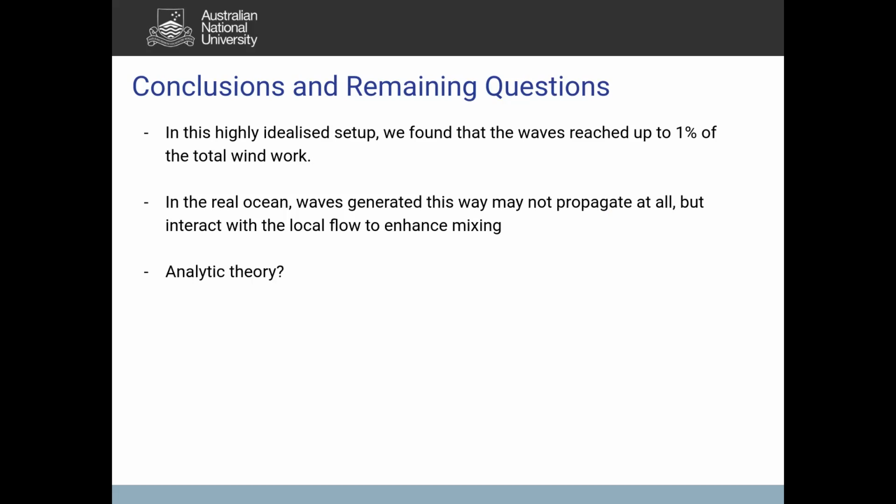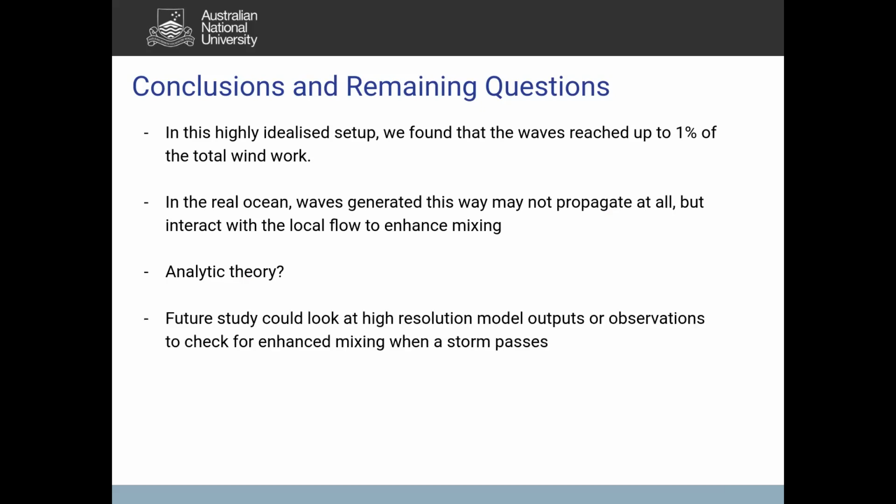Analytic theory, if anyone has any ideas, please let me know. Another approach for it. It'd be good to just get a good scaling argument as you change different parameters, being able to predict how the bottom energy will change. And yeah, so future study, it'd be good to look at a high resolution model output or observations and basically just do a statistical study. So look at where are the winds, where are the topography? When you have winds across topography, do you see an excitation in bottom mixing, bottom turbulence, vertical velocity in the bottom layer, all those sort of things.